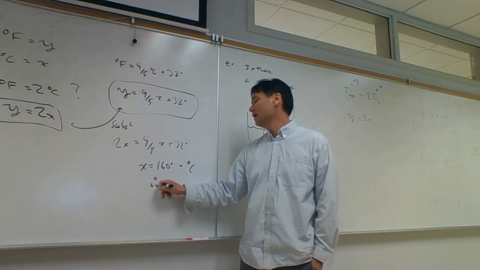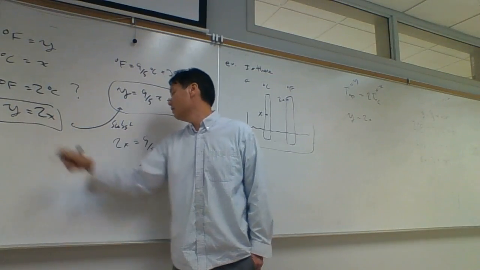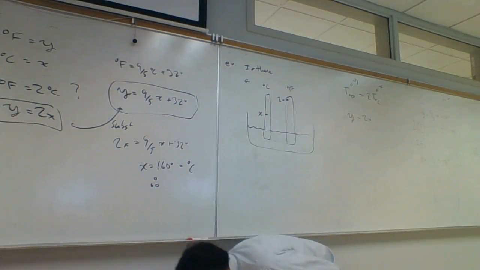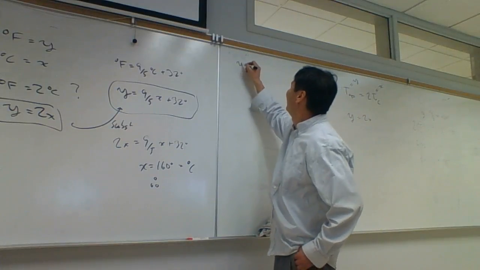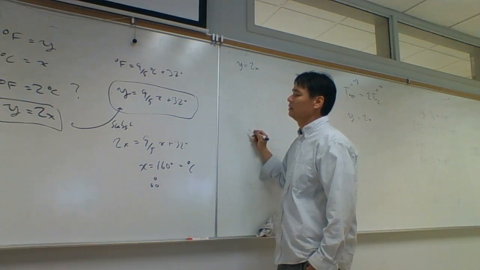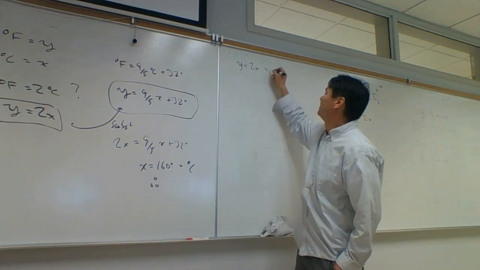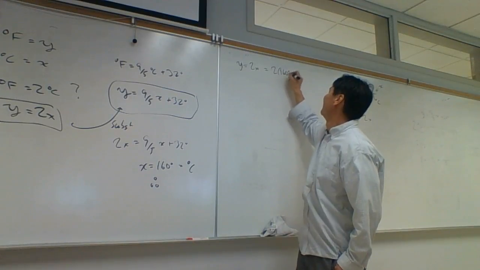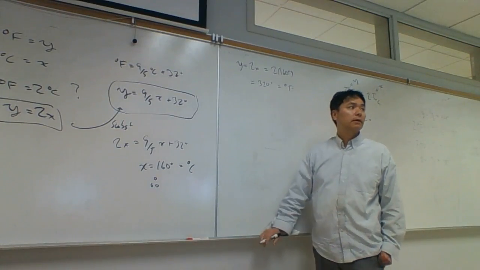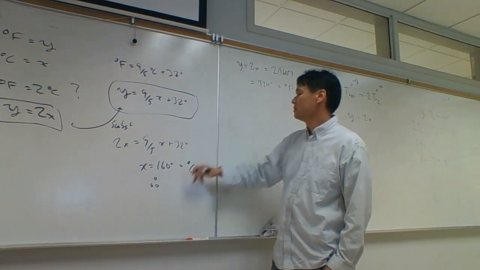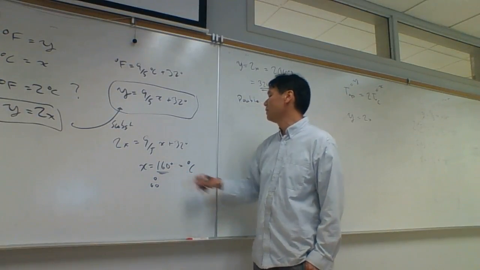Therefore, we plug this back in here to solve for y. And so we plug it back in here, we double that, and we get y is equal to 2x, which is equal to 2 times 160 degrees, which is going to give us 320 degrees. And this is equal to degrees Fahrenheit. And then we can double check this. So our answers are here, 320 and 160.